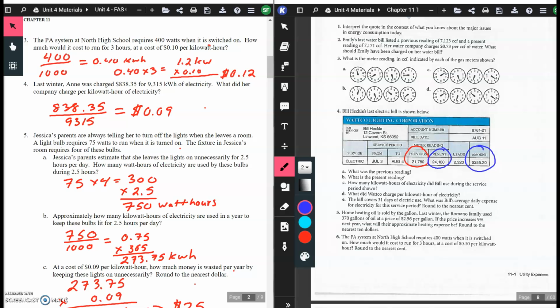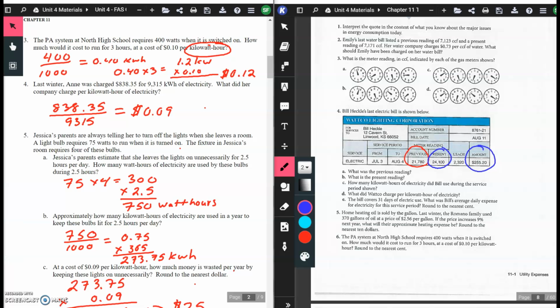So again, 400 divided by 1,000, it's 1,000 because a kilowatt is 1,000 watts. That's where we get the 0.4 from. And then you take your 0.4 times 3 hours, and then multiply by the cost, 10 cents per kilowatt hour, which gives you 12 cents total.